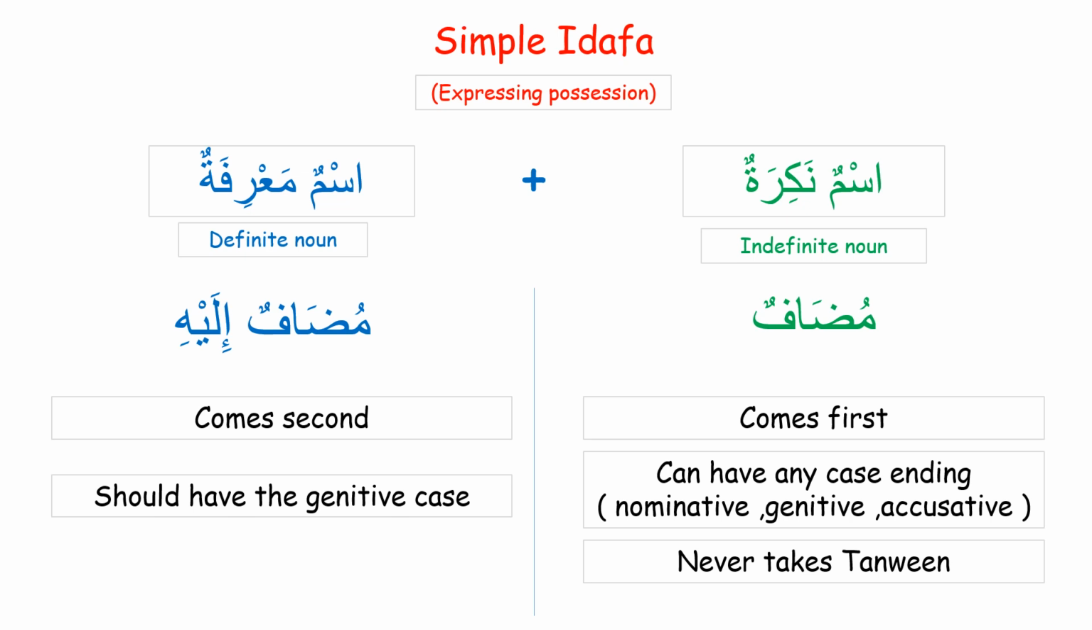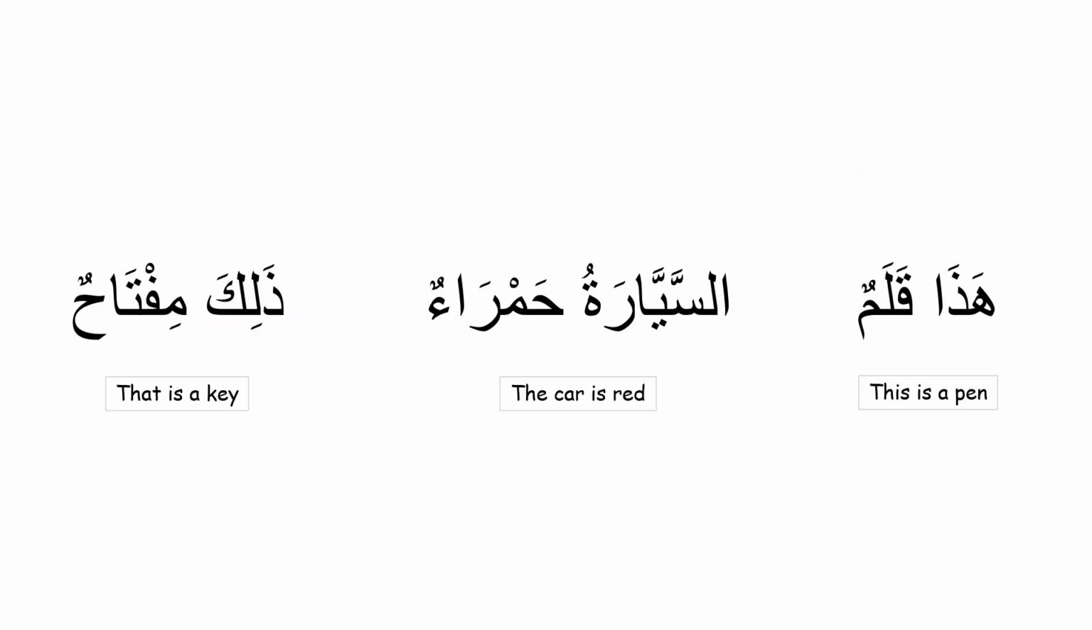Also, let me remind you that since we are still within the limits of simple nominal sentences, al-mudaf will most of the time take the nominative case out of the three possible case endings, and we are about to show you how things are done and why this particular case ending. To achieve that, we will be working with these three nominal sentences. هذا قلم، السيارة حمراء، ذلك مفتاح.